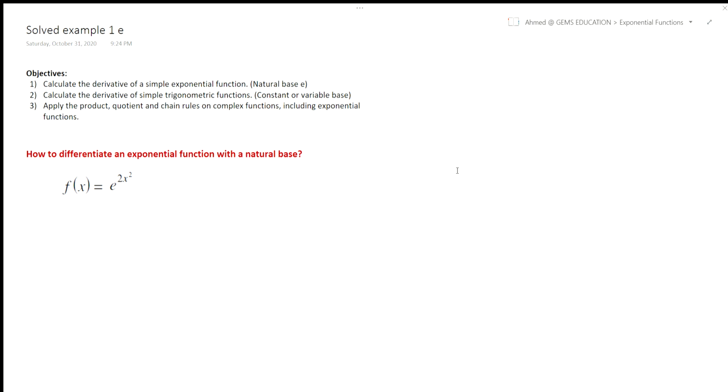Alright, so objective number 1. Calculate the derivative of a simple exponential function with a natural base e. First of all, an exponential function is anything to the power of x. So a to the power of x, that's called an exponential function. But in this case, the base itself, which is this thing, is e.